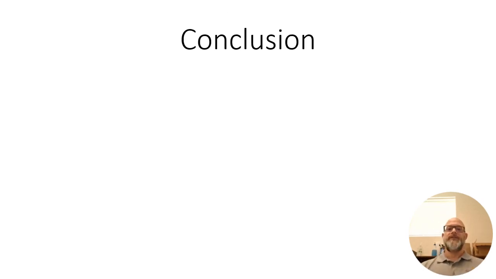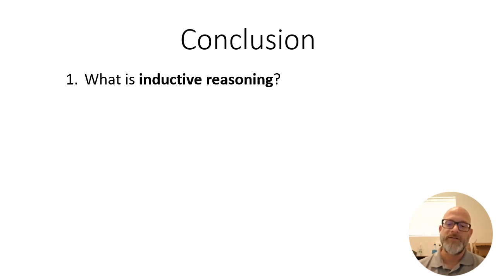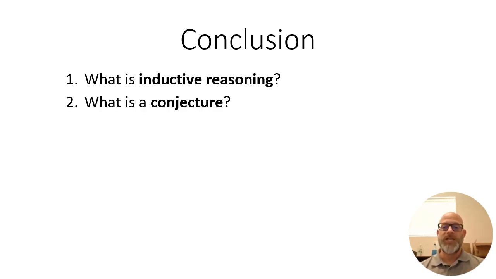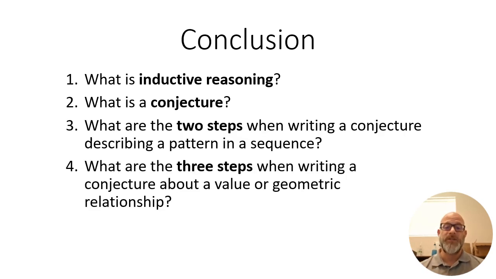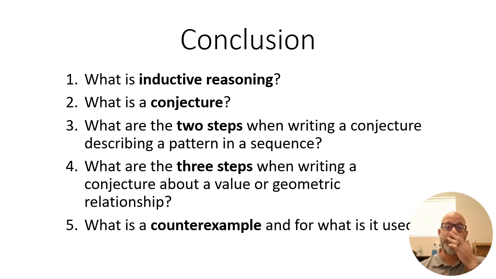All right. Now you just want to think through these questions before you go on to your homework. What's inductive reasoning? If you're unsure, you can look in your textbook, you can look in the slideshow, the class notes, or in the notes you might have just taken. What's a conjecture? Look in the same places. What are 2 steps when writing a conjecture describing a pattern in a sequence? What are the 3 steps when writing a conjecture about a value or geometric relationship? And finally, what is a counterexample and what is it used for?